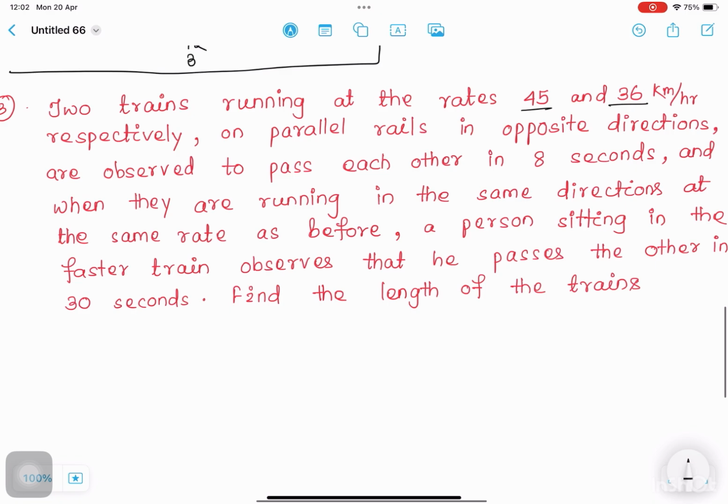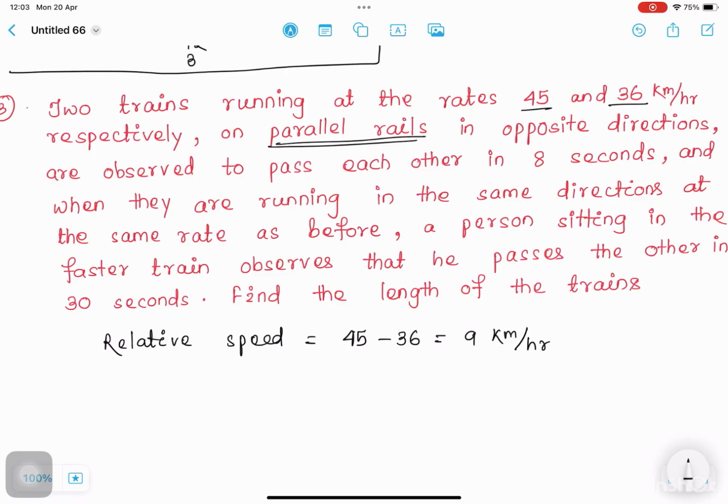Now third question, two trains running at the rates 45 and 36 km per hour respectively on parallel rails in opposite directions are observed to pass each other in 8 seconds, and when they are running in the same direction at the same rate as before, a person sitting in the faster train observed that he passes the other in 30 seconds. Okay. So first we will take the same direction. Same direction means relative speed will be subtraction. 45 minus 36, that is 9 kilometer per hour.